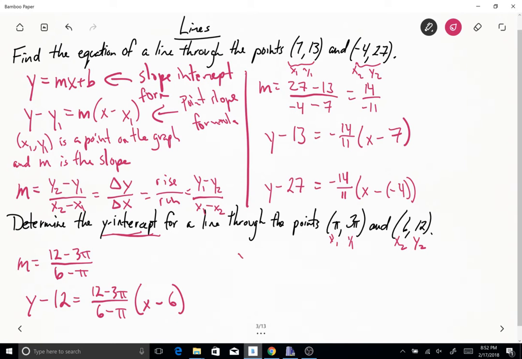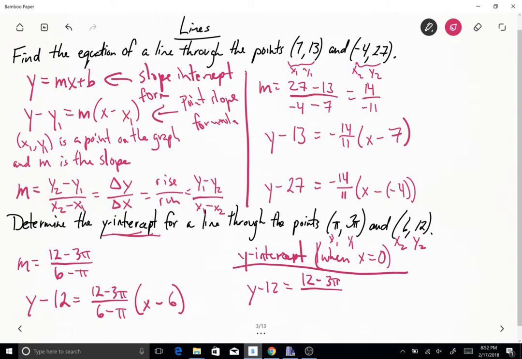Okay, so now we're searching for the y-intercept. What do we need to do? Y-intercept. Pen's acting a little funky today here. That occurs when x equals 0. Okay, so we get y minus 12 equals 12 minus 3 pi over 6 minus pi times 0 minus 6. So you get y equals 12 minus 3 pi over 6 minus pi times negative 6, and then plus 12.